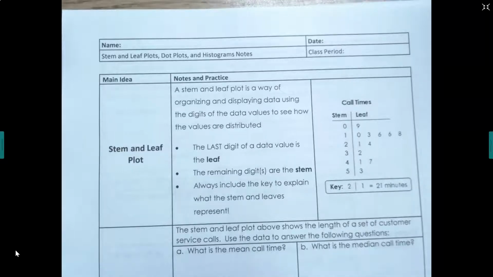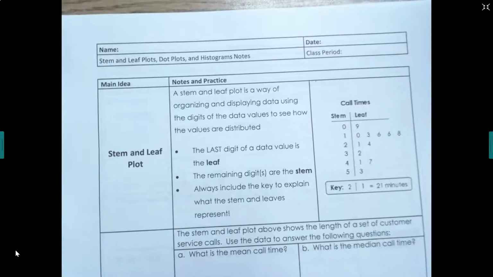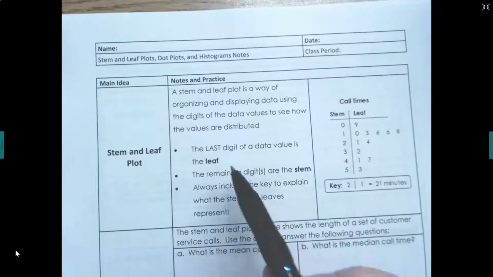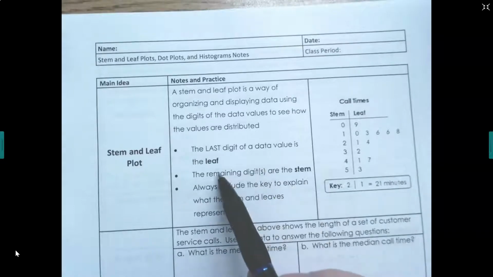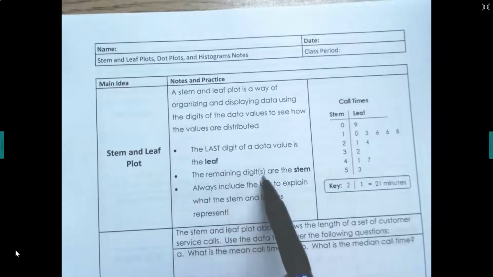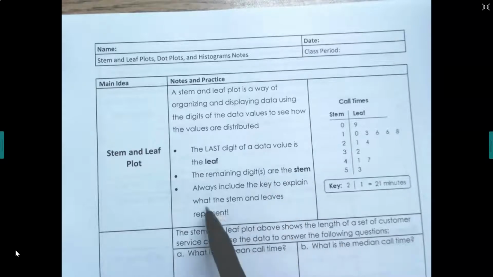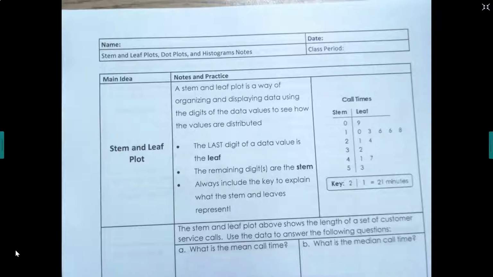So a stem and leaf plot is a way of organizing data and displaying data using the digits of the data values to see how they are distributed. The last digit of the data is called the leaf. The remaining digit or digits, if it's more than a two-digit number, are the stem. You should always include a key to explain what the stem and leaves represent.